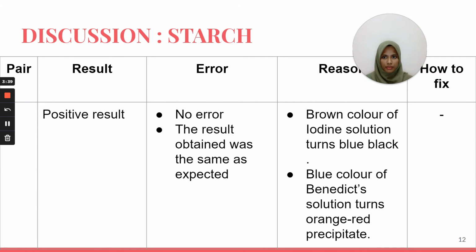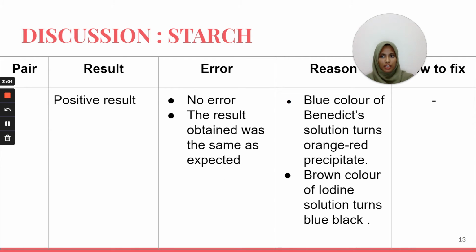Okay, for the fourth pair, test tubes D, we get the positive result. This is because the brown color of iodine solution turns blue-black, and also the blue color of Benedict solution turns orange red precipitate. In these test tubes, we put untreated amylase and also starch. This means the amylase breaks down the starch into glucose, so there's glucose present.